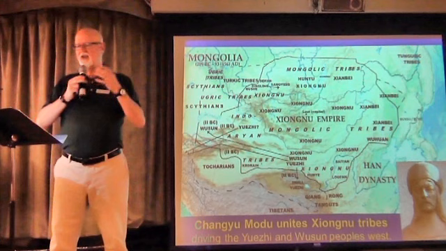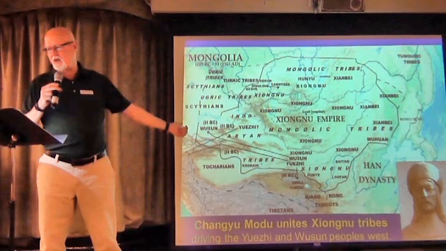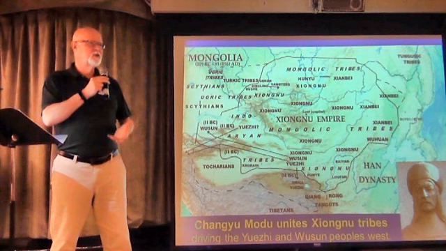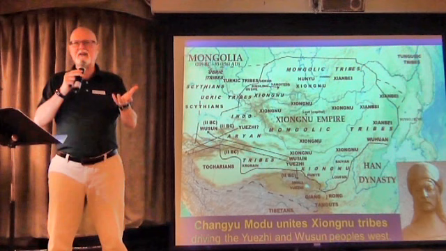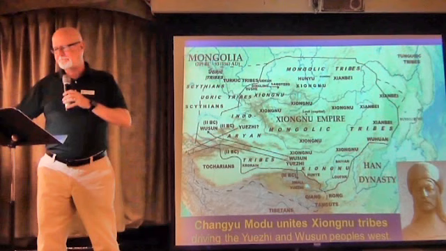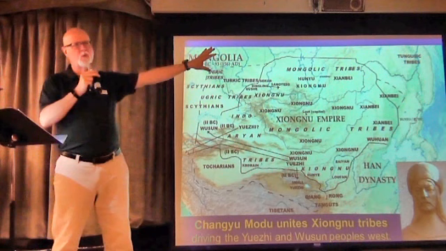The Xiongnu and the Weizi became such bitter enemies that the son of Cheng Yu Modu later on killed the king of the Weizi and turned his skull into a drinking cup, which was apparently the sort of thing you did back then. And so the skull of the Weizi king became the drinking cup for the king of the Xiongnu. And after they had defeated the Weizi and the Wusun and driven them off to the west, the Xiongnu became the challenger for Han China.